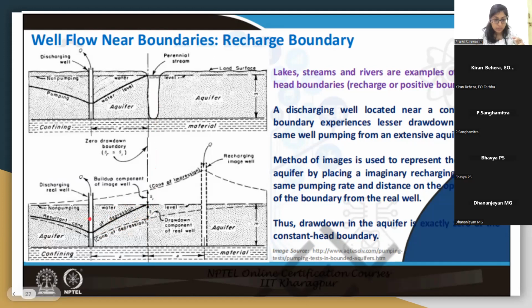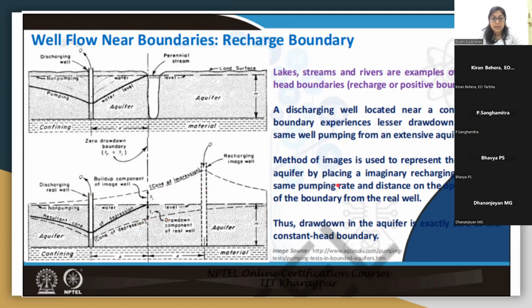So in order to compute the drawdown of the well, exactly at the distance of this well from this boundary, we will assume one imaginary well of the opposite type. It will be a pumping well, but it will be putting in water. Here, this is discharging water, but this well we'll assume as recharging, and we'll find out the drawdown for the cone of impression.